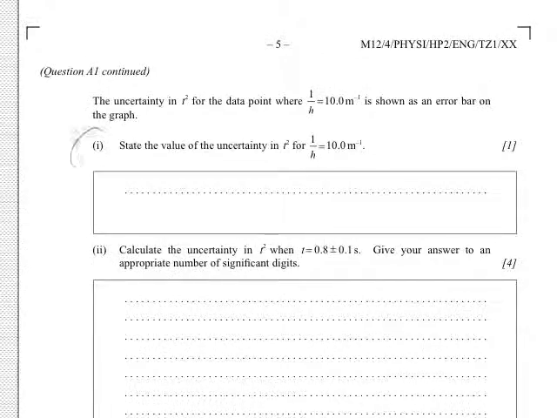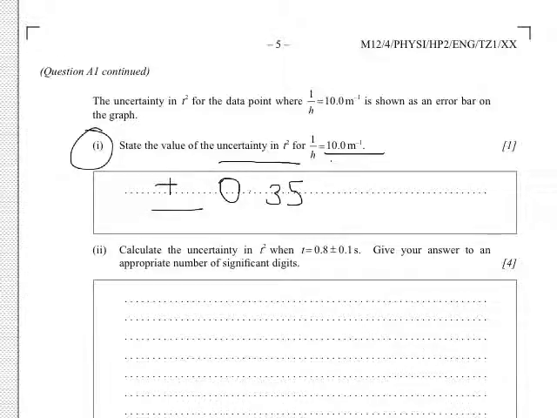So for question number 1, state the value of the uncertainty when 1 over h equals 10. The answer is 0.35 plus or minus. And lastly, super important, don't forget the units. Seconds squared. Depending on the mark scheme, you might lose all the marks just because you forgot the units. And you don't want that to happen.